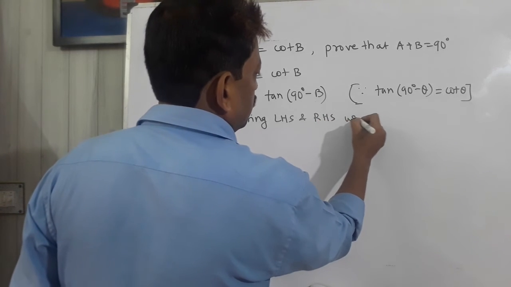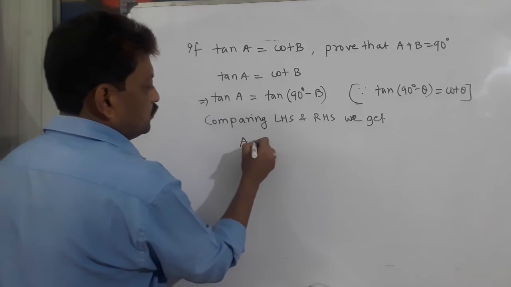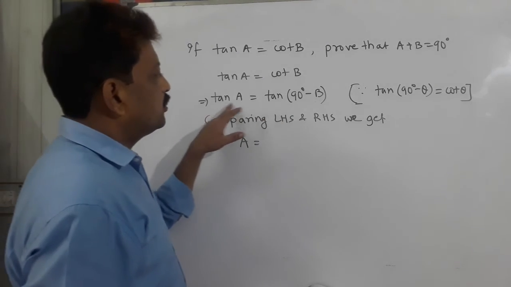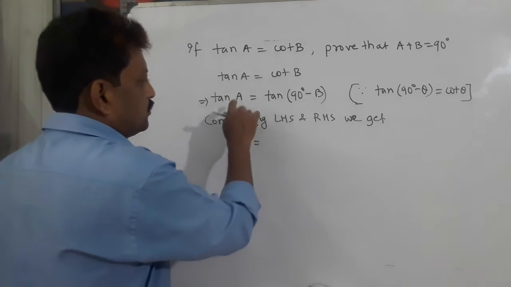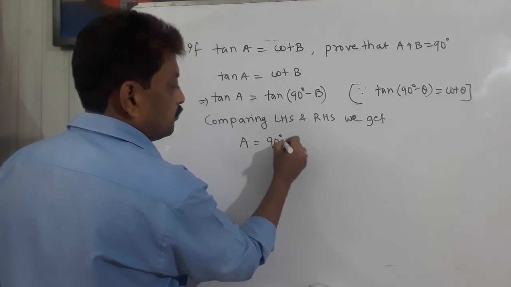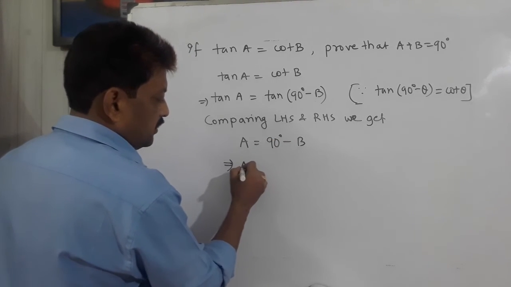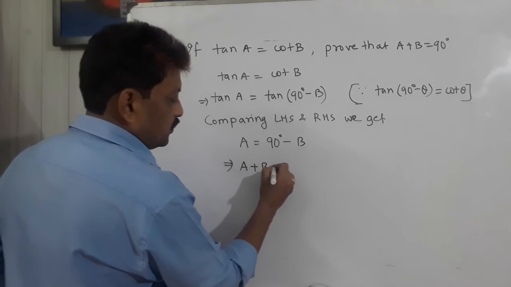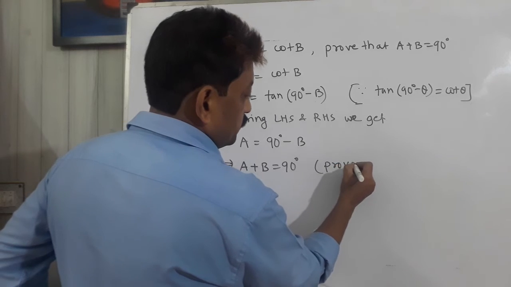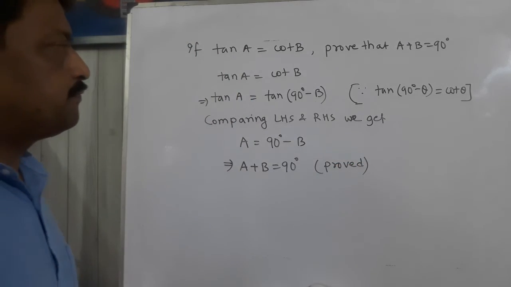We get A equals, that is, when we are comparing the LHS and RHS, this trigonometric ratio will be eliminated. So the angle will remain there. So A equals 90 degrees minus B, or we can say this B will come to the left hand side, it will be A plus B. So A plus B equals 90 degrees. That is the thing we have to prove. So it is proved. Understood? Very, very simple and easy sum.